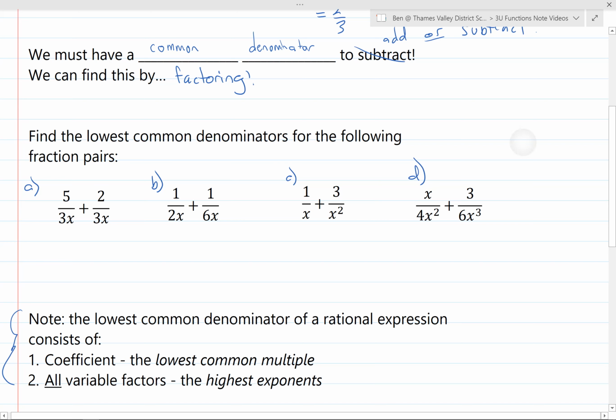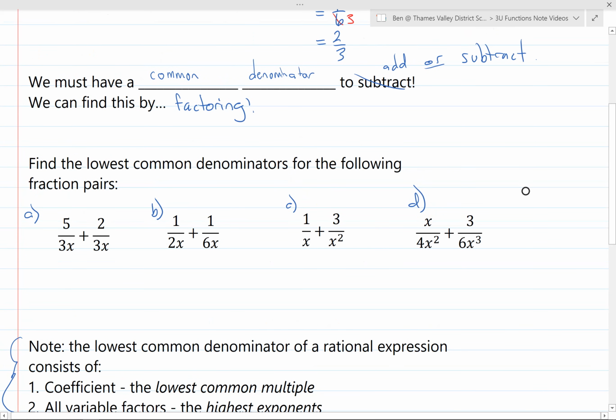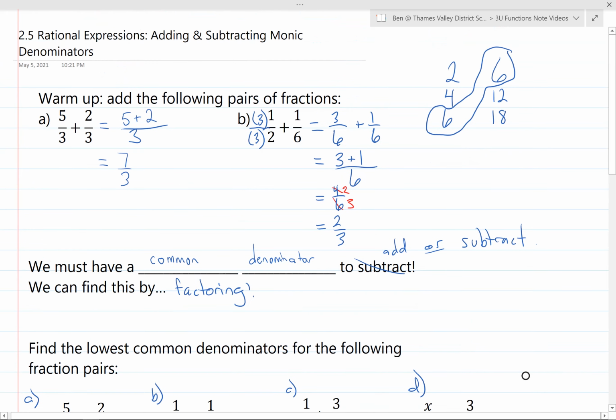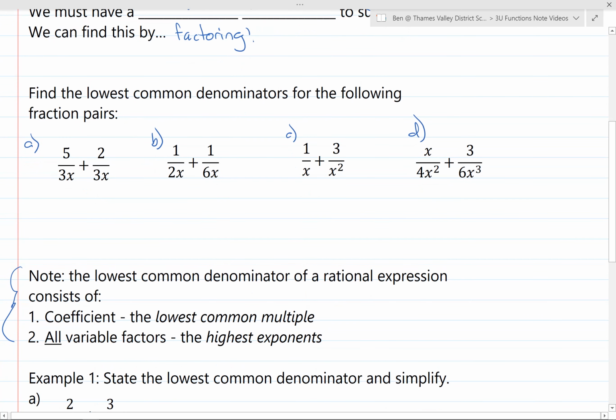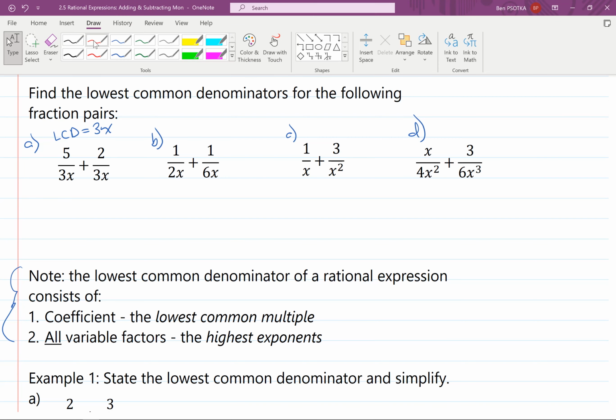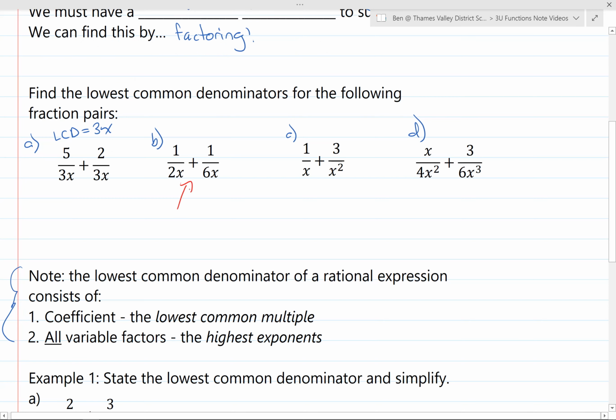In terms of the coefficient, we're going to work with the coefficients the same way we worked with our problems up above, wherein we try and find the lowest common multiple of these numbers to work on in our denominator. In terms of the variables, we're going to take any variables that are included in the problem, and we're going to work with the highest exponents on these variables. So that means if I'm looking at example A here, we already have common denominators. Our denominator is the same, so our lowest common denominator, that's LCD, equals 3x here. And I'd rather switch to a red pen for this. Next, we note the similarities between these two problems and our warm-up problems.